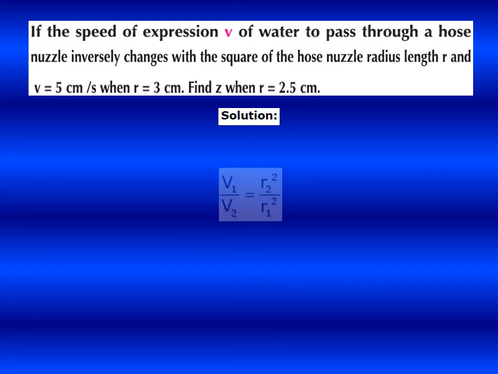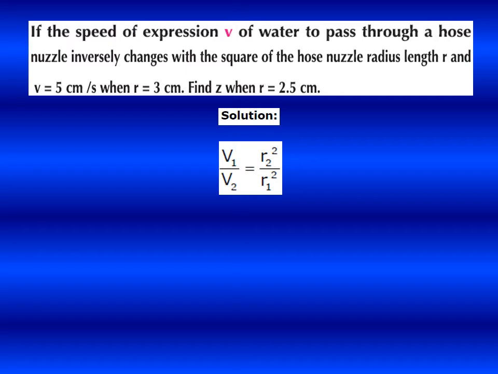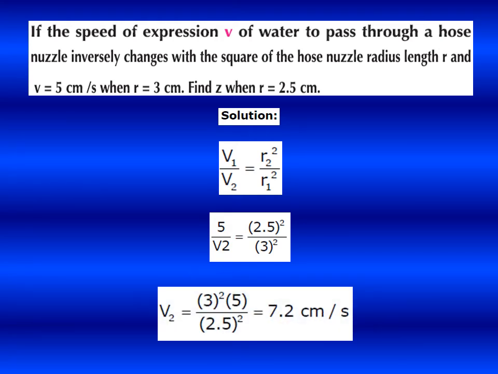Solution. V1 over V2 equals R2 squared over R1 squared, because V varies inversely with the square of the radius. Then 5 over V2 equals 2.5 squared over 3 squared. Then V2 equals 7.2 centimeters per second.